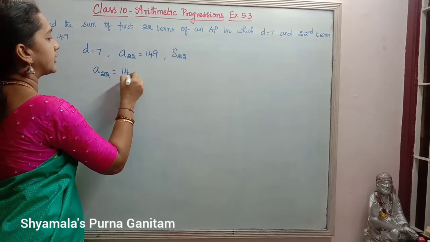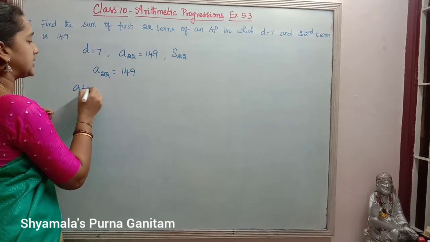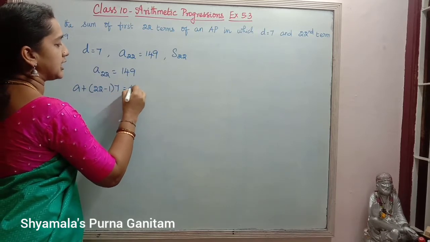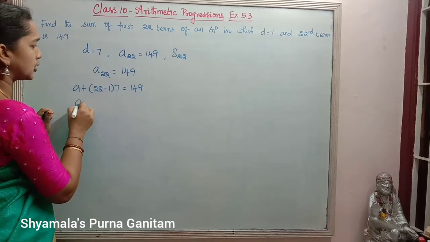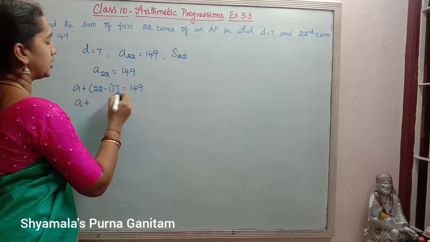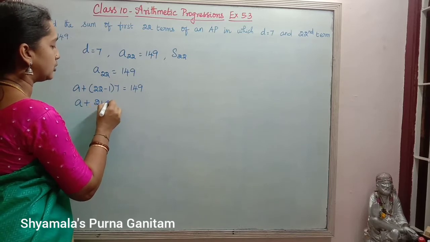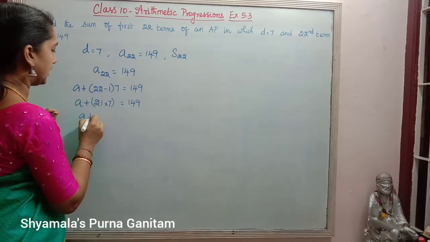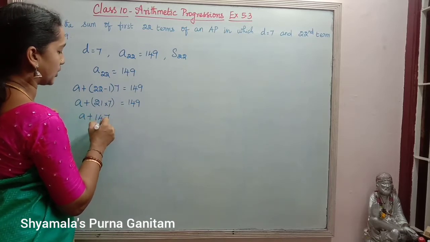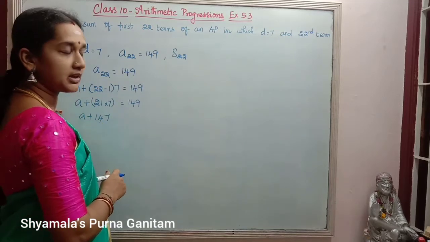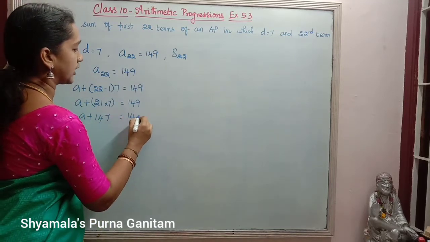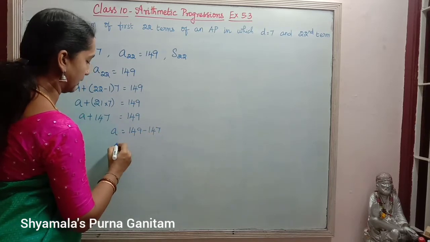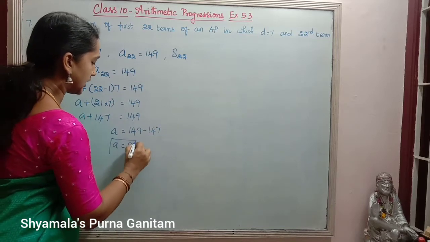a22 is equal to 149. So this is a plus n minus 1, so n is 22, minus 1 into d, which is given as 7, is equal to 149. So here a plus 22 minus 1 is 21, into 7 is equal to 149. 21 into 7 is 147, so a plus 147 is equal to 149. So a is equal to 149 minus 147. So a we got as 2.